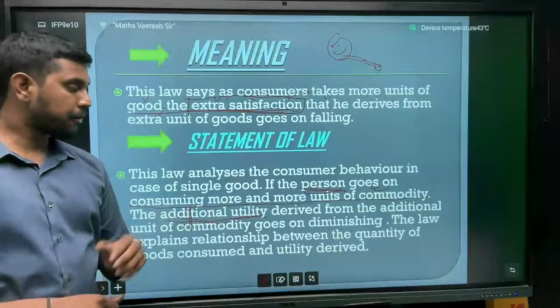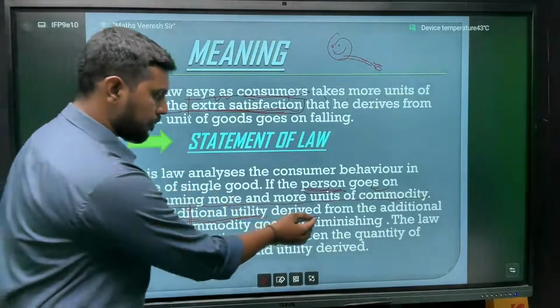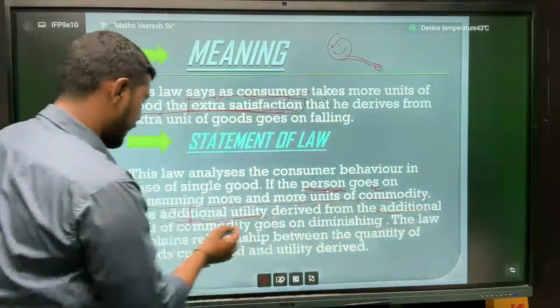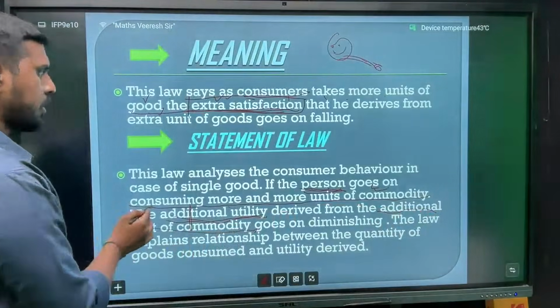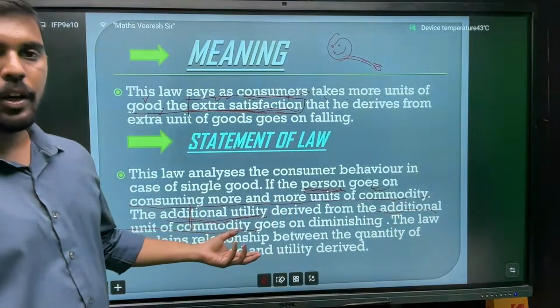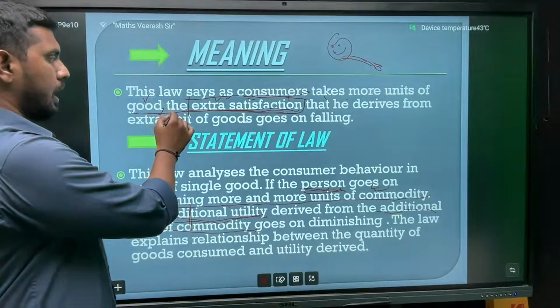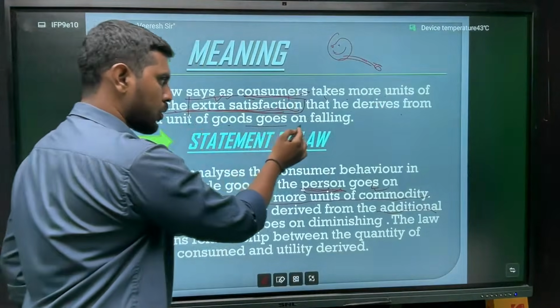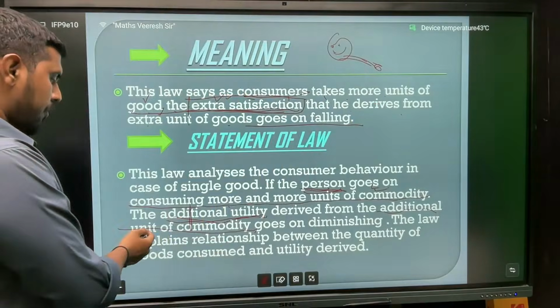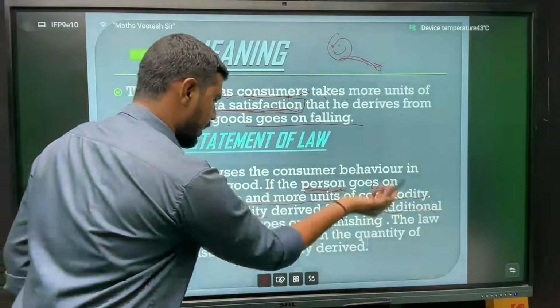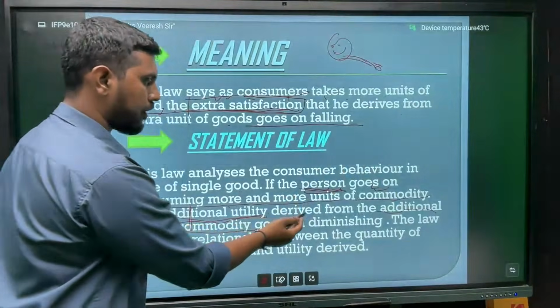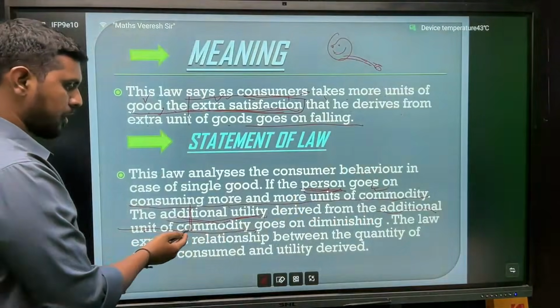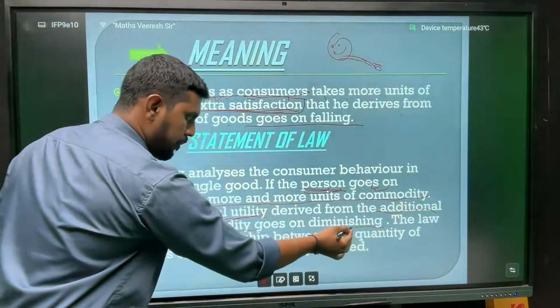Additional utility in the law statement. So the law of diminishing marginal utility, from where does it derive? From the additional unit of a commodity. So the extra satisfaction that he derives from the extra unit of a good goes on falling. Again here, additional utility derived from the additional unit of a commodity goes on diminishing.